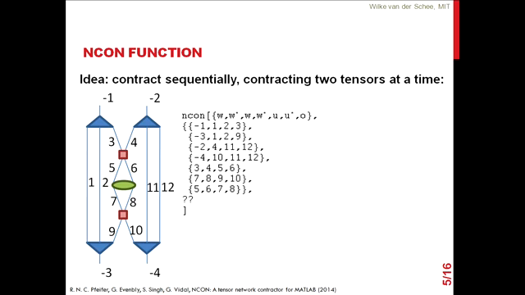The W star is the one down here. The first leg is minus 3. The second one is 1.